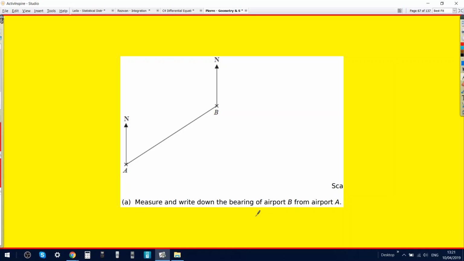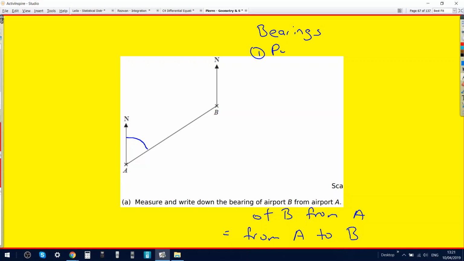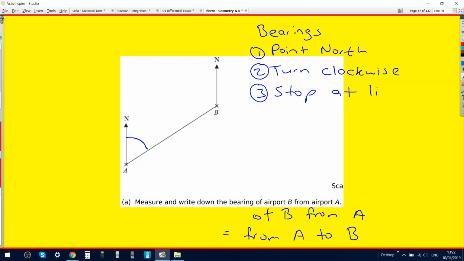So the bearing of B from A is the same as from A to B. Right. So from A to B, the angle they're referring to is this angle here. So this is bearings. You point north, you turn clockwise, and you stop when you hit the line. Measure the angle with your protractor. They're always presented in reverse. So of B from A, you do from A to B.